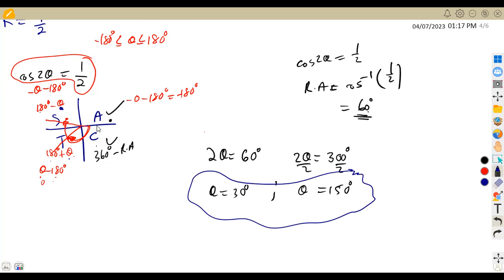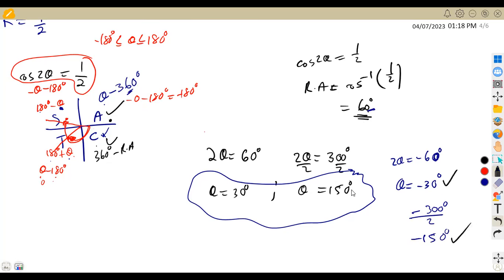What about for negative? We are now moving in the negative direction. So our 2 theta in the negative direction is going to be equal to minus 60 degrees. We divide by 2, so theta is going to be negative 30 degrees. Or in the first quadrant, where the angle is theta minus 360, so 60 degrees minus 360 is minus 300 degrees. We divide by 2, which is minus 150 degrees. So we're going to have our angles as minus 30, minus 150, 150, 30.